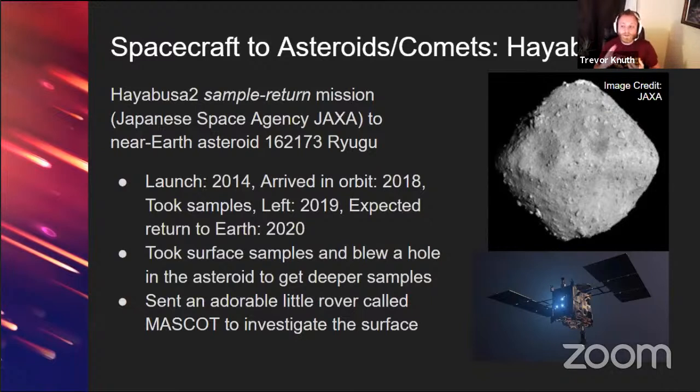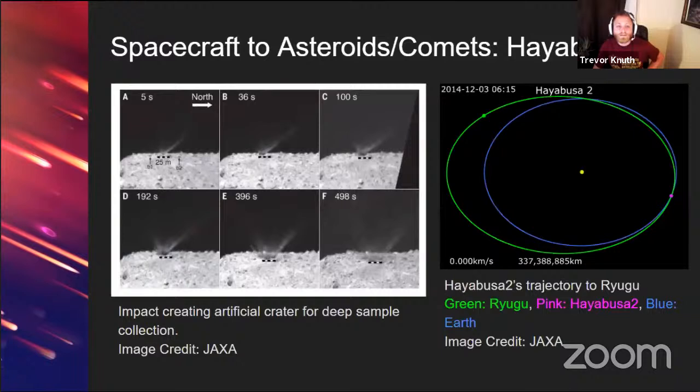And so while it got to the object in 2018, it took its samples and left in 2019, and we're expecting it to return to Earth sometime this year. The way that it took those samples was that it blew a hole in the asteroid in order to get deeper samples, not just the surface material, but something beneath it. Blow it open, collect that material, and then get back. It did this by also sending an adorable little rover called Mascot to investigate the surface, I believe. All right, and so here is the actual impact, creating an artificial crater for that deep sample collection. You can see different images of that impact occurring.